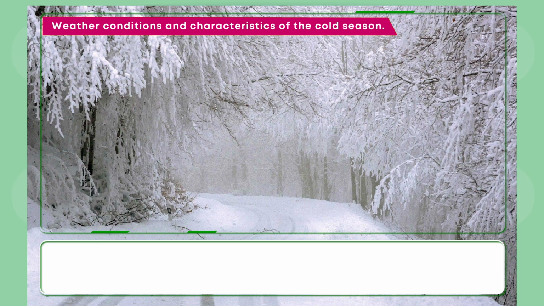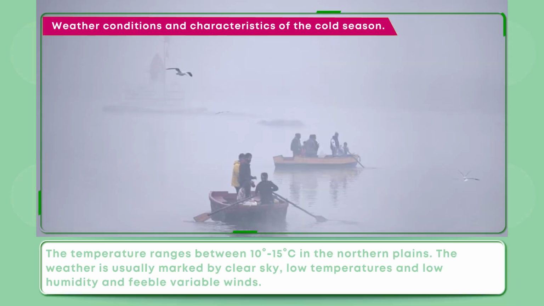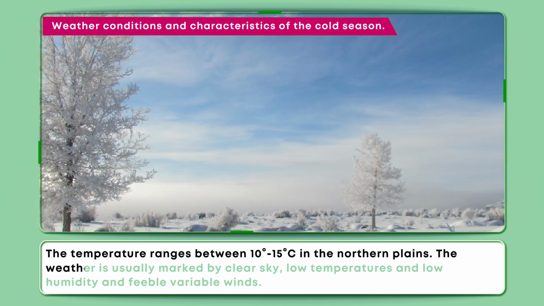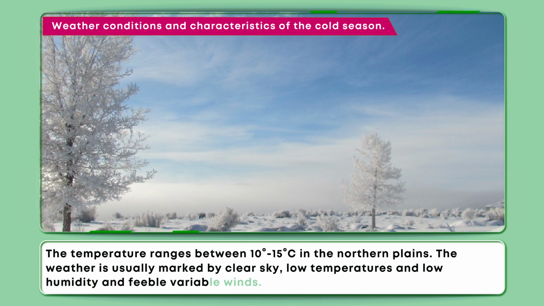Weather conditions and characteristics of the cold season. The temperature ranges between 10 degrees to 15 degrees Celsius in the northern plains. The weather is usually marked by clear sky, low temperatures, low humidity and feeble variable winds.